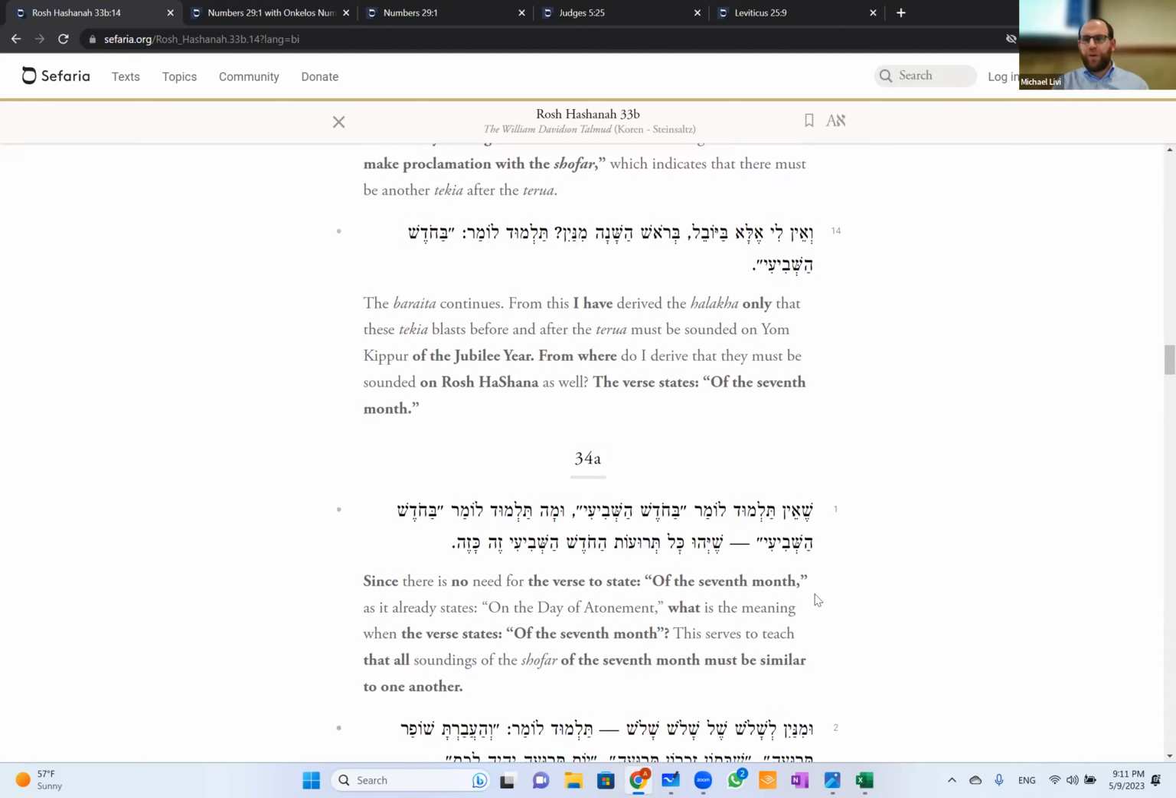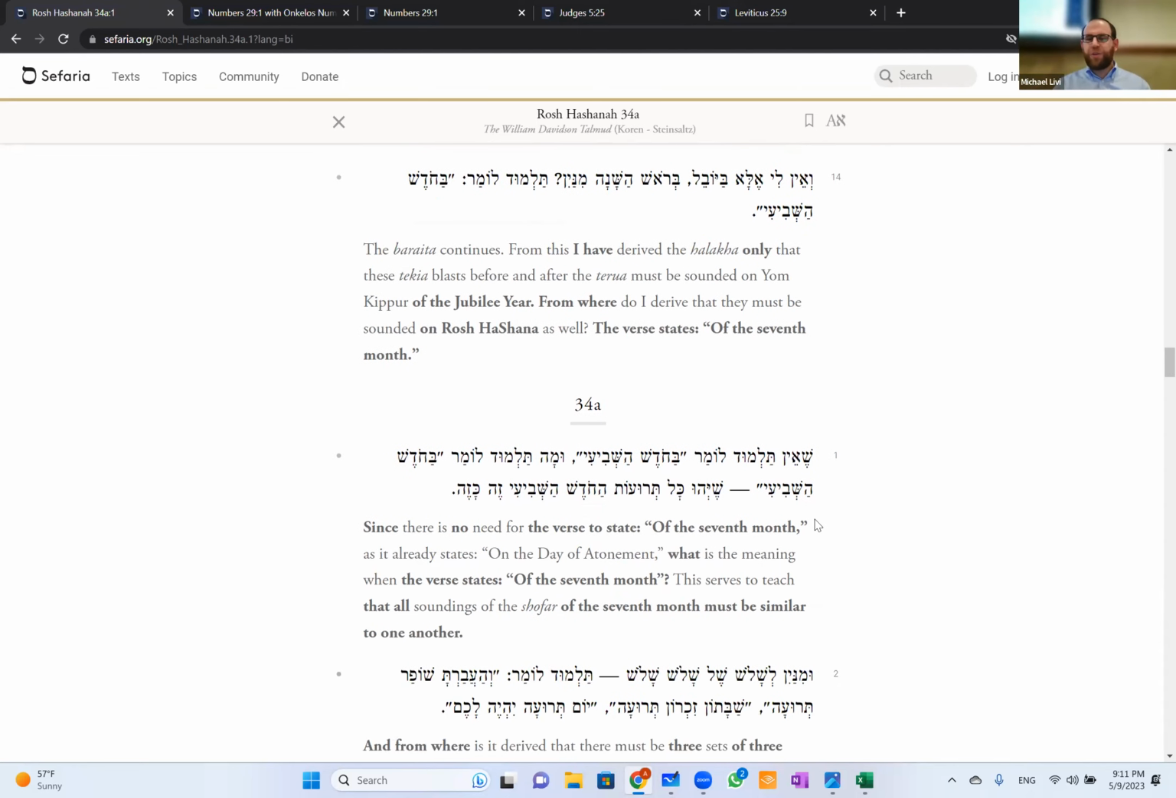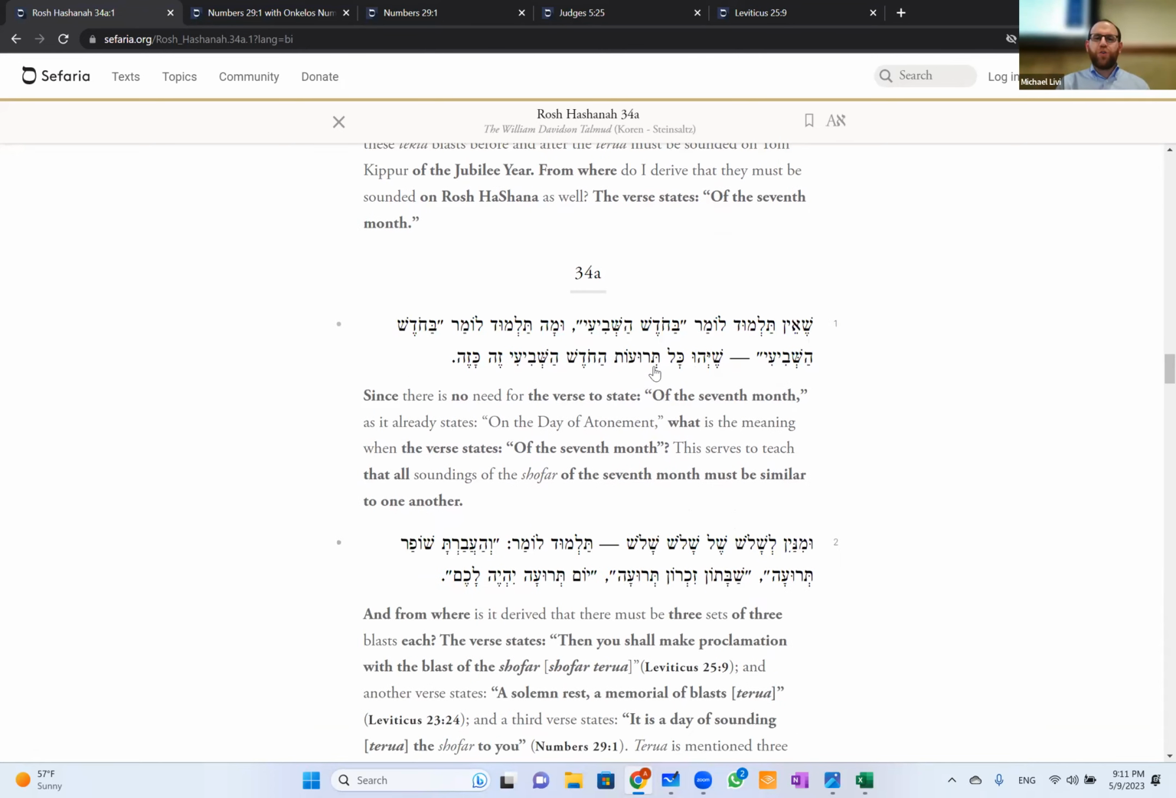She'ein Talmud Lomar. Oh, hold on. We're in the middle of a line. We're now flipping to 34a. She'ein Talmud Lomar b'chodesh HaShevi'i. The Torah didn't need to say the 7th month because I know from it's Yom Kippur. Ma Talmud Lomar b'chodesh HaShevi'i? Why does it say the 7th month? She'yu kol teruot HaChodesh HaShevi'i zeh kazeh. So that all of the shofar blasts of the 7th month should all be uniform.